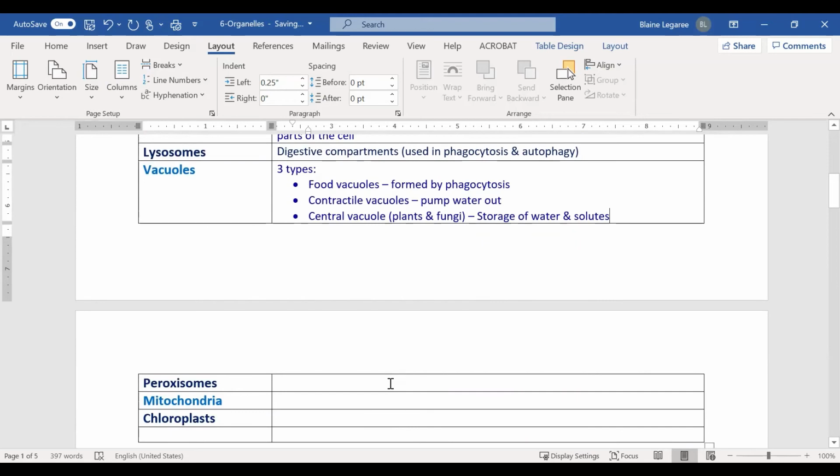Okay, peroxisomes. These are the site of oxidative reactions. And the example I gave you was breakdown of unusual fatty acids, branched or long ones.